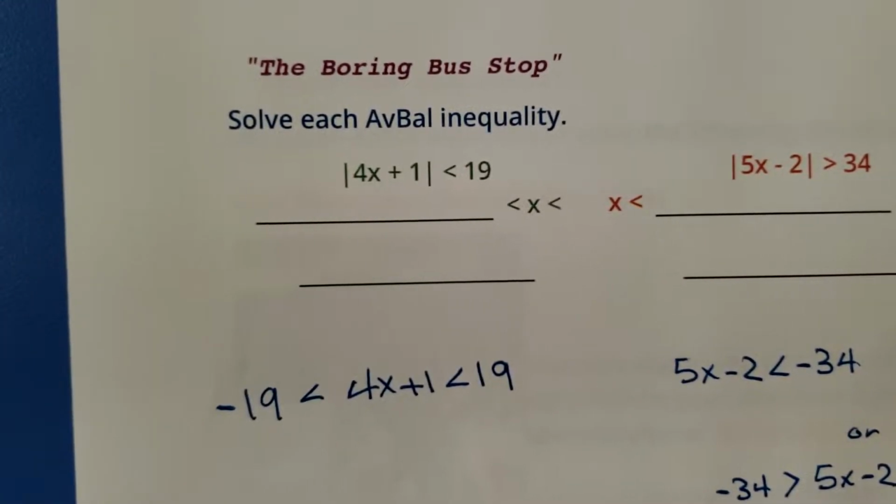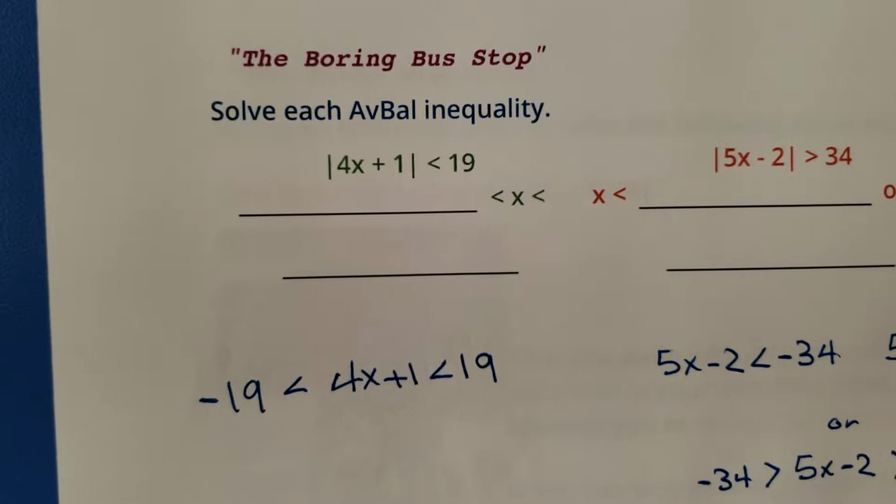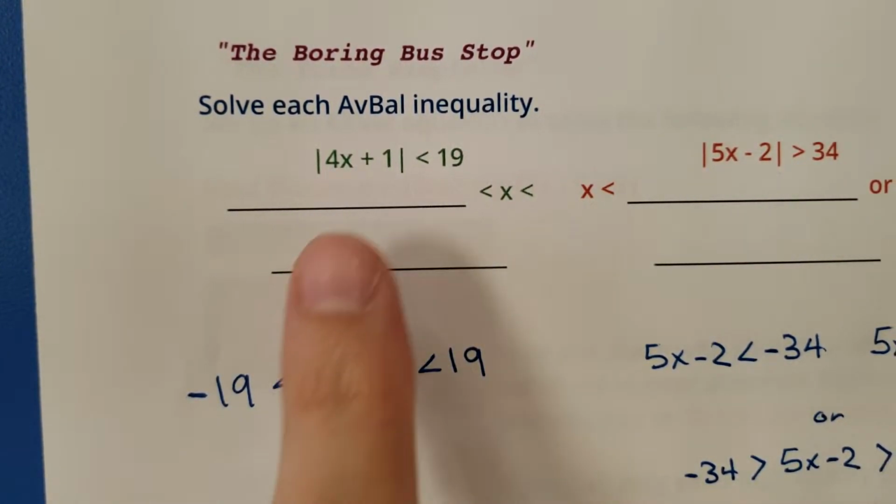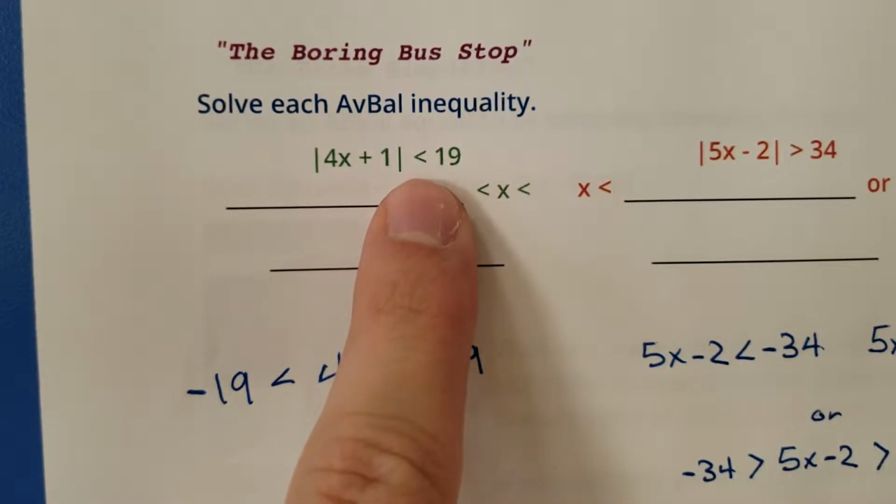Hello, students. We got some more absolute value inequalities. We've got to solve each of these. We're doing the boring bus stop. Here we go. The absolute value of 4x plus 1 has got to be less than 19.